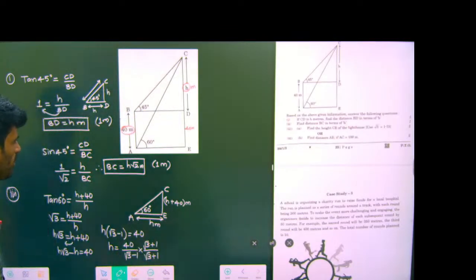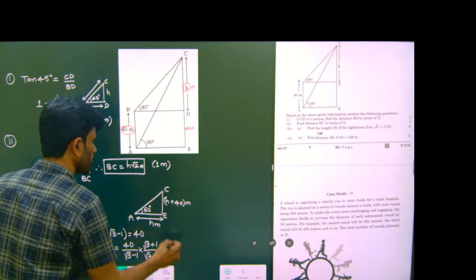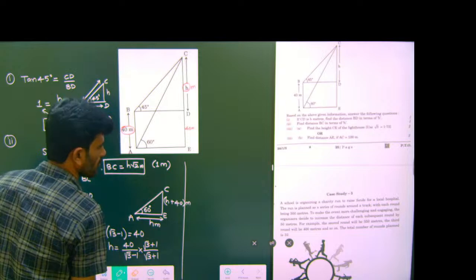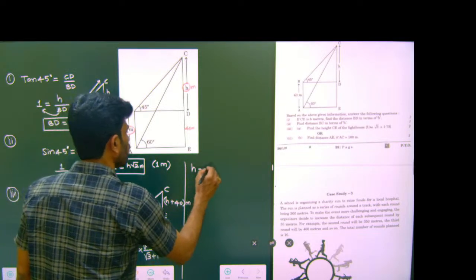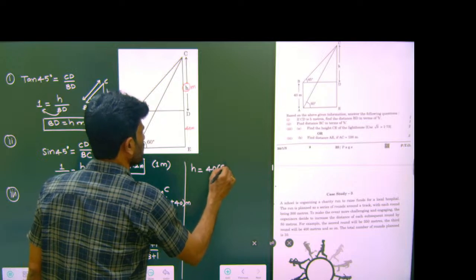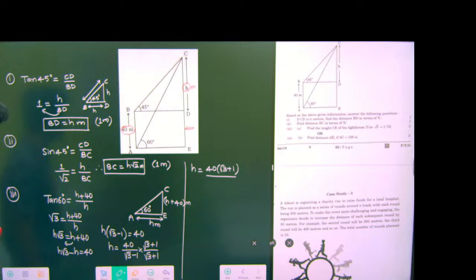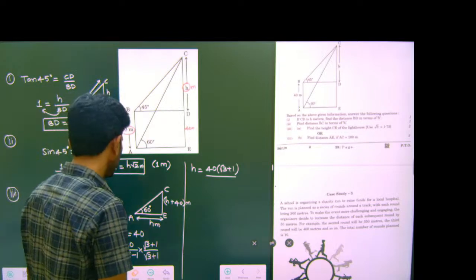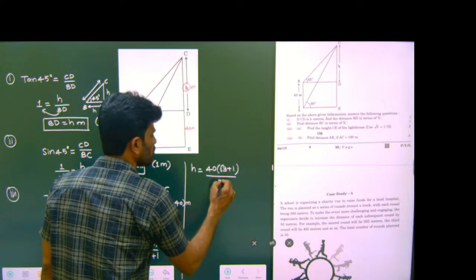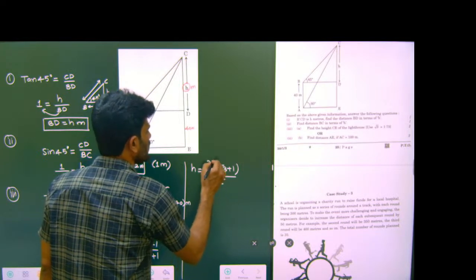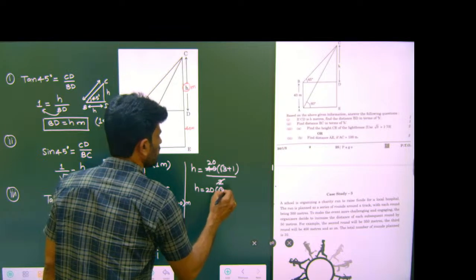When you have it like this, we will do rationalization. I am writing here. Then H is equal to 40 of root 3 plus 1 by root 3 minus 1 into root 3 plus 1. A minus B into A plus B is A square minus B square. Root 3 whole square is 3, 3 minus 1 is 2, so 2 ones are 2, 2 twenties are 40, so H is equal to 20 of root 3 plus 1.